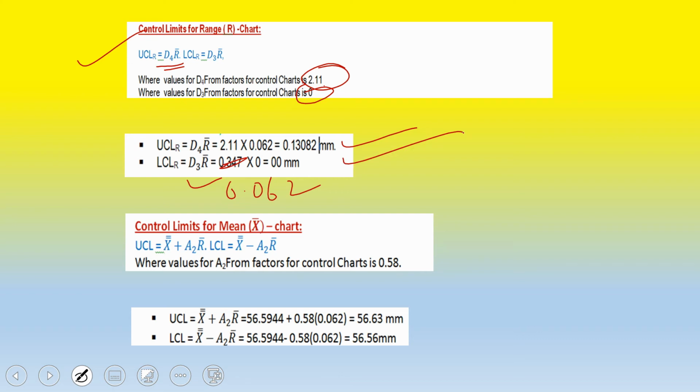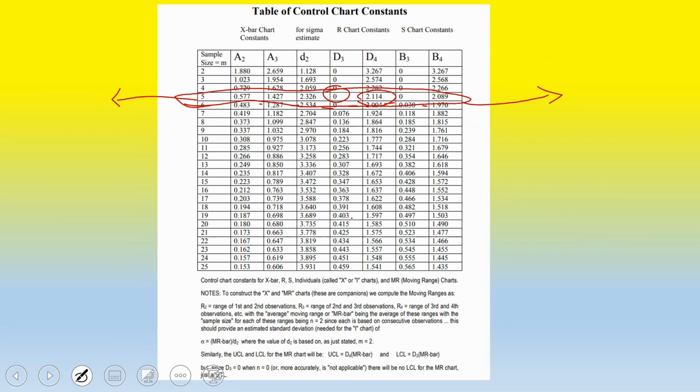Similar to that, we have to find the upper control limit and lower control limit for the X bar chart. The formula is given: upper control limit is X double bar plus A2 R bar, lower control limit is X double bar minus A2 R bar. So X double bar is already calculated. A2 we have to take from the chart.